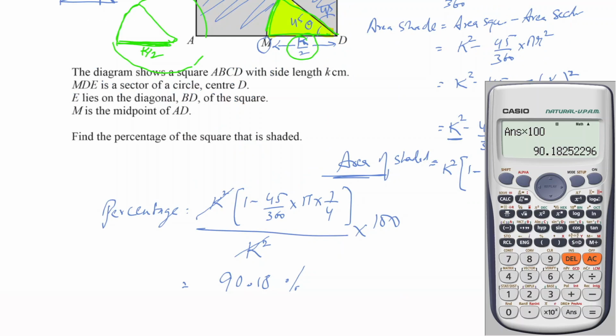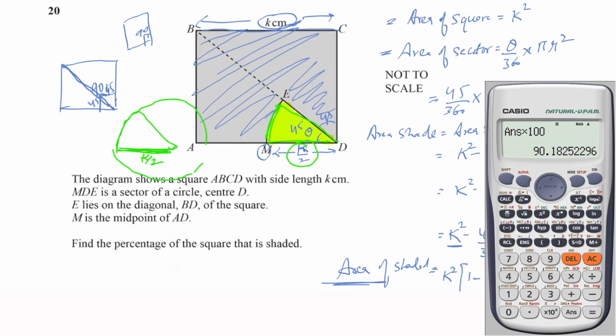Round it off to 3 significant figures. I hope you understand this. So let's move.